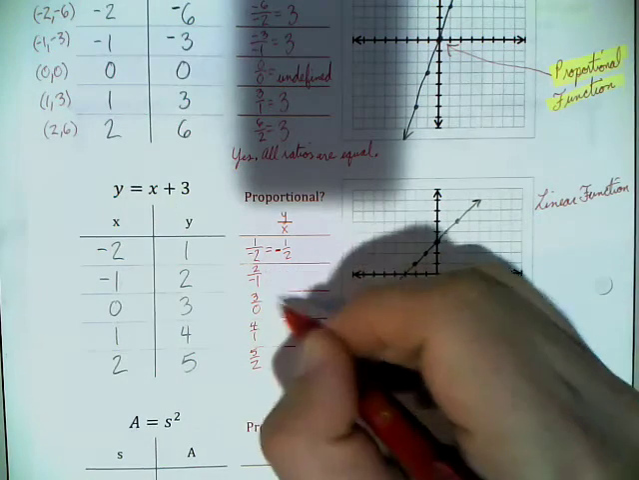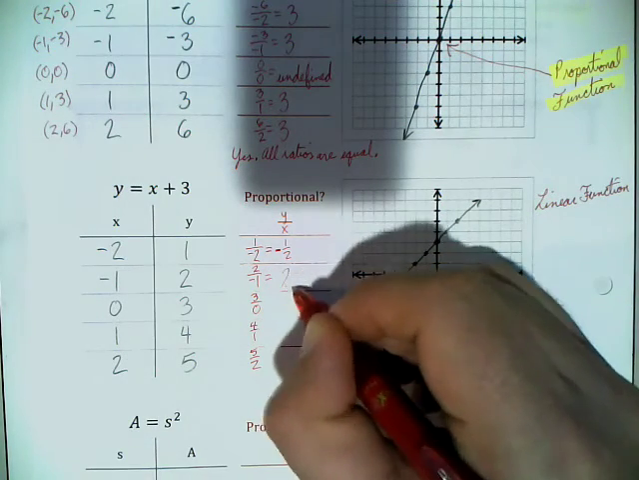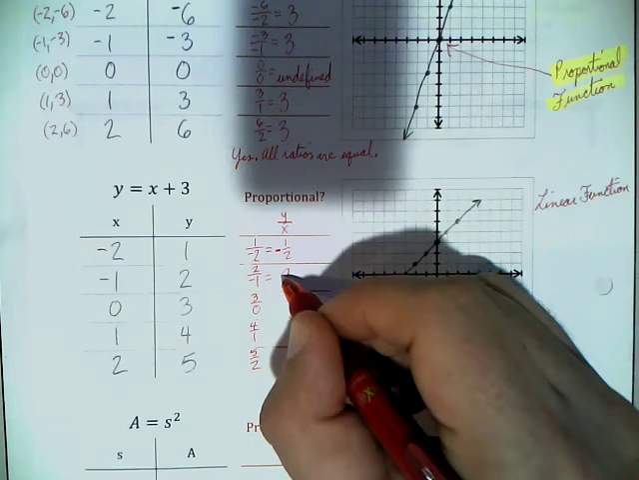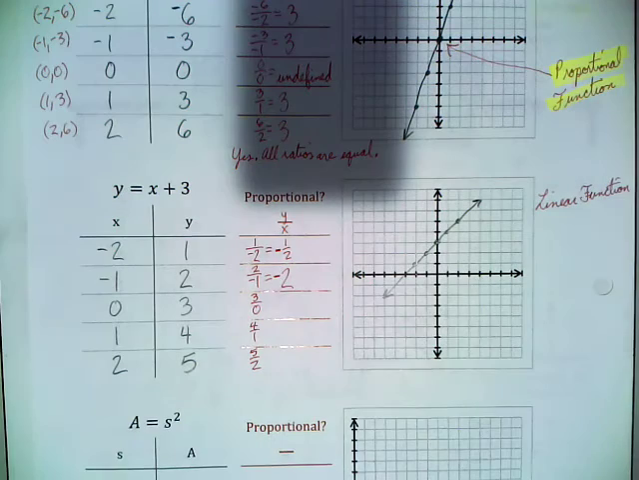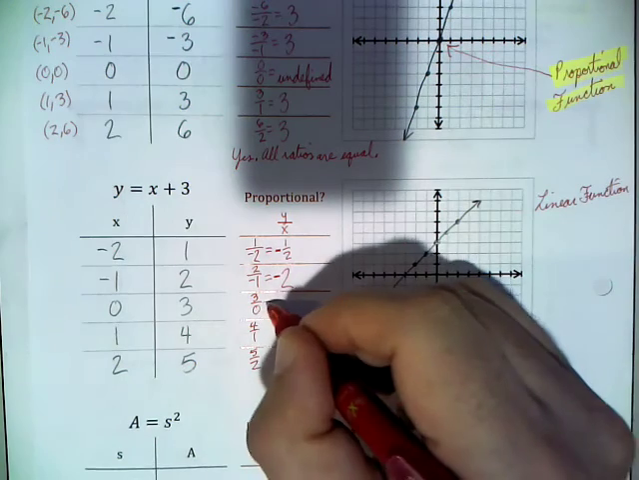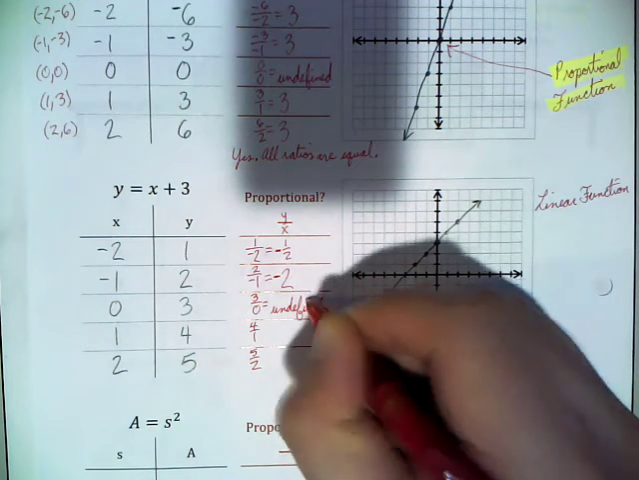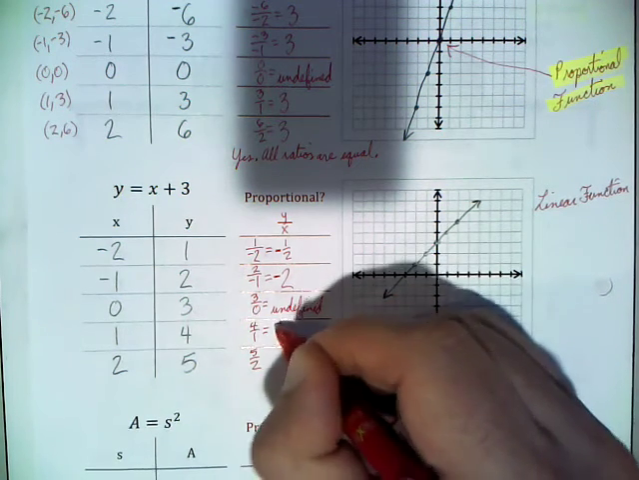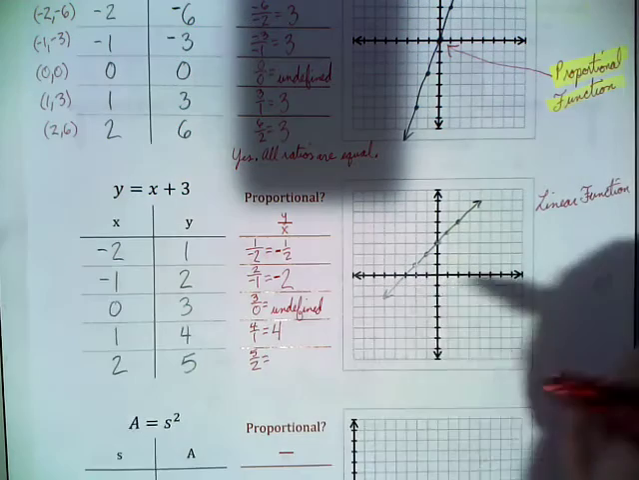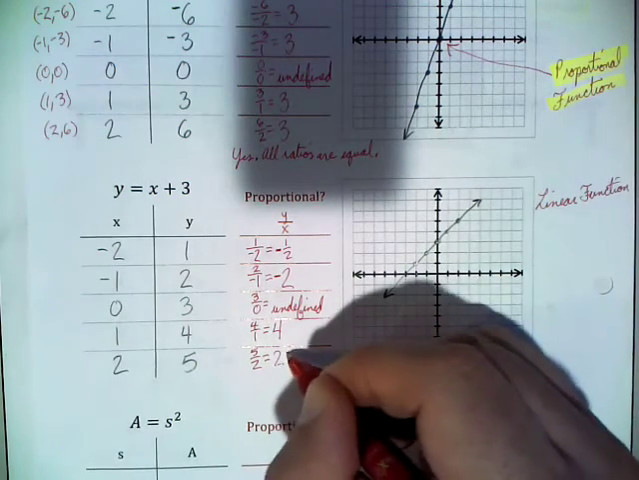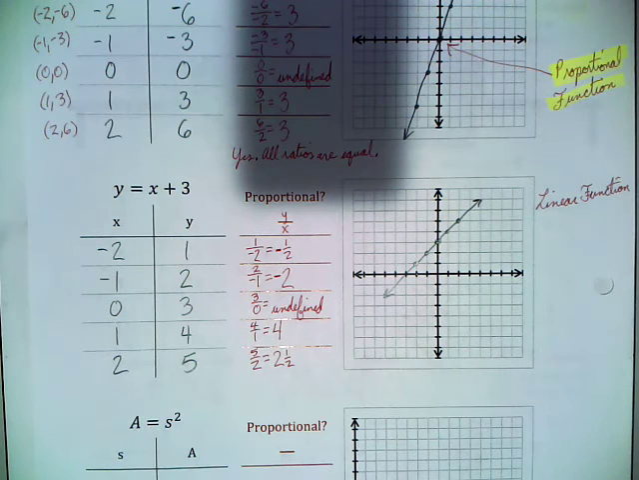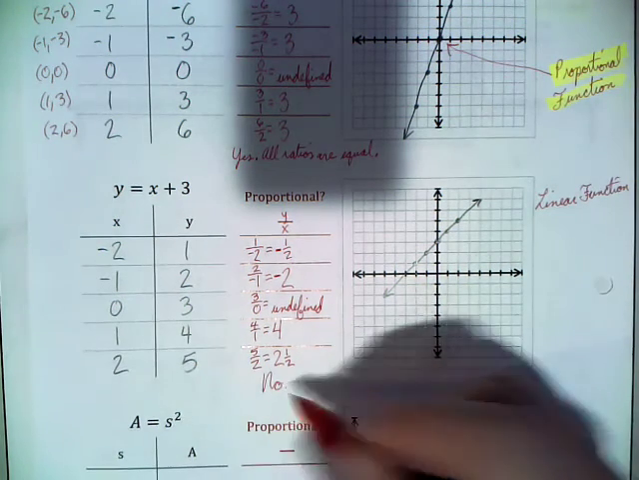And then 2 over a -1, well, 2 divided by 1 is a whole number 2, but then that negative is going to make that a -2. 3 over 0 would be undefined, so that's our freebie, don't worry about that. 4 over 1 is 4, and then 5 divided by 2 is 2.5. And so we look at this, in order to be proportional, all the ratios have to be equal. So is this proportional? No.